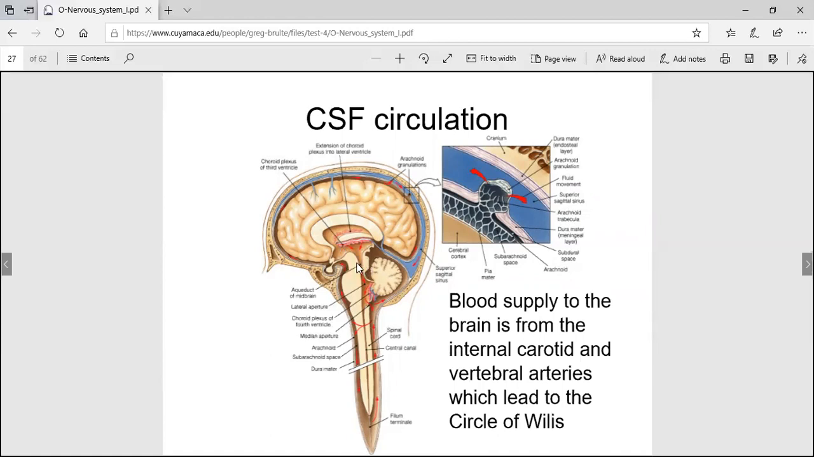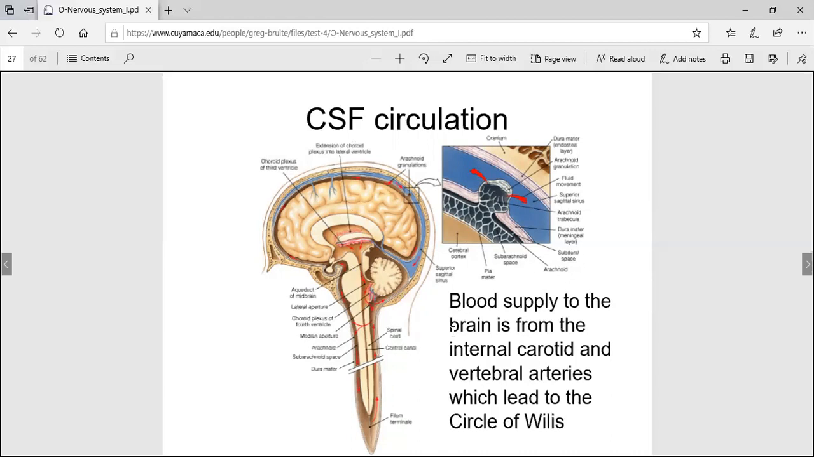So that's mesencephalon, pons, cerebellum, metencephalon, and then medulla oblongata going down here. And that would be myelencephalon. So you can see as you go from top to bottom, you're going down those structures. All right.